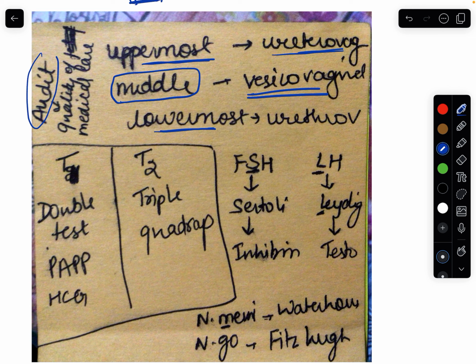And the audit is the quality of medical care. So what kind of quality is given in the medical care? That is the audit. So you can see most of the questions in the PSM subject about the audit quality of medical care.